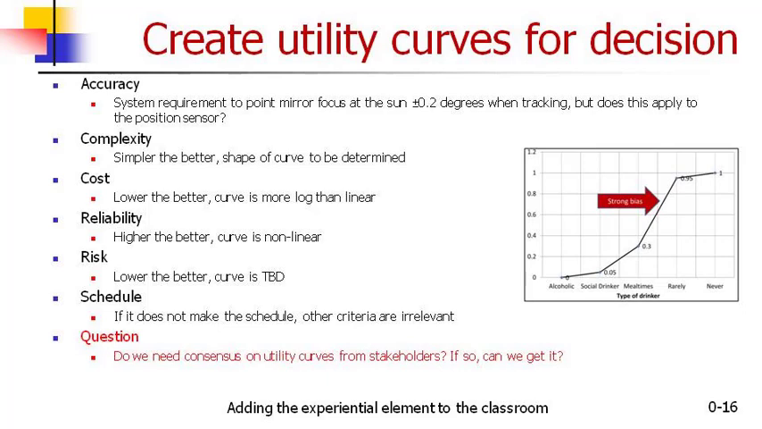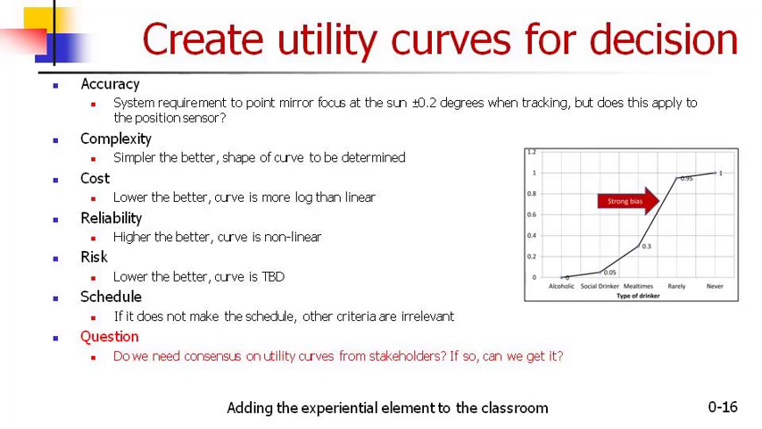I'm not going to explain utility curves here. That's explained in a different class. So accuracy, first of all. The system requirement is to point the mirror focus at the sun plus or minus 2 degrees when tracking. But does that actually apply to the position sensor? Do we need to know the position plus or minus 2 degrees? Needs to be looked at.